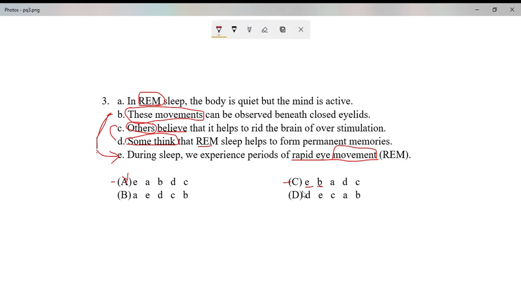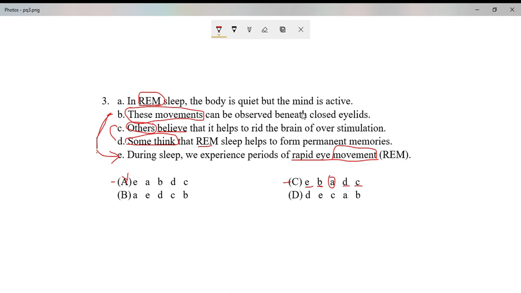But let me check. E, then B. So far, so good. Remember, I also linked C and D. D came before C because some think blah blah blah, and then others believe. So let's see if D comes before C here. D and then C. Good. I put A in between. Let's see if that works. So some think, others believe.